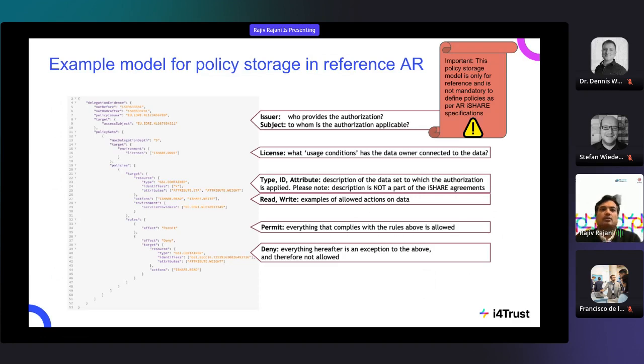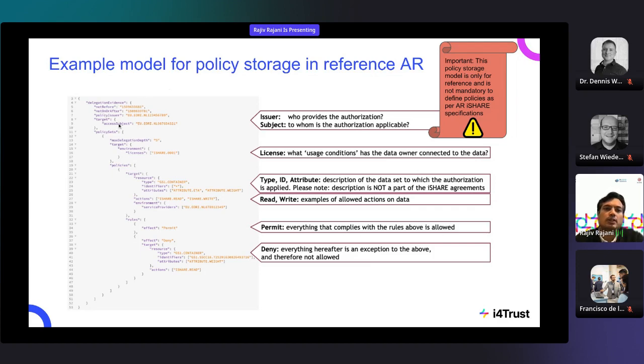Let's take a quick look at the policy model of the authorization registry that I was talking about. Note that here I'm only explaining the model of this policy, but it is not mandatory for authorization registries to store policies in this model. However, you can see the benefits of using this model, and you may choose to store your policies in this model. At the beginning, you see the not before and not on or after. That specifies the time when this policy is active. So you can specify it for a few seconds, a few years, or forever.